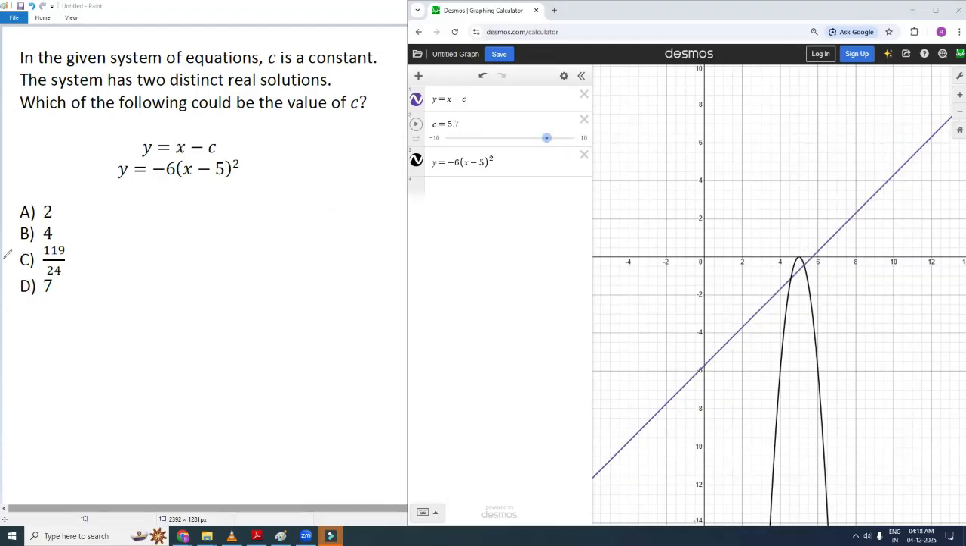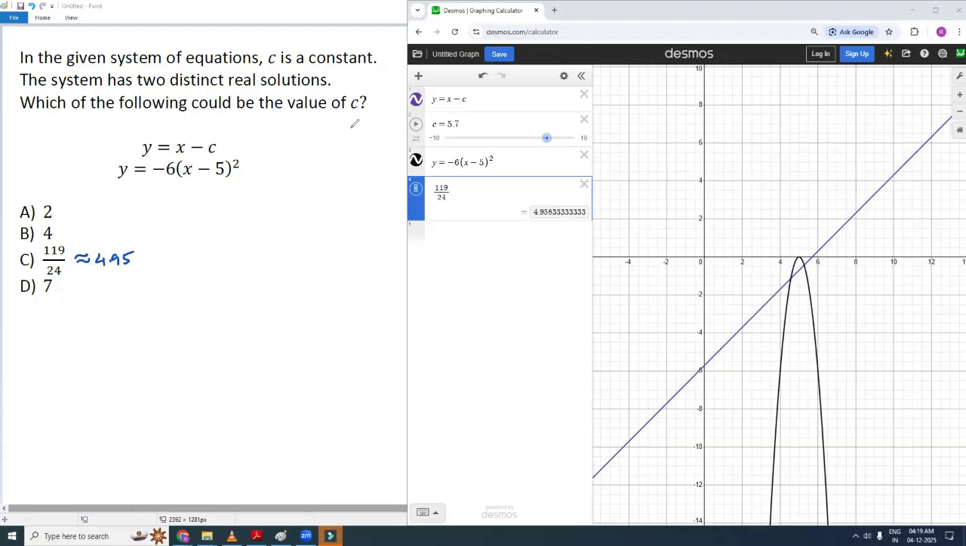Anyways, let's get the value of the fraction that we have in answer choice C. Now let me get the value in Desmos. It is 119 divided by 24. So the value of the fraction in answer choice C is approximately 4.95. For this value, we have already seen that the two graphs intersect at only one point.